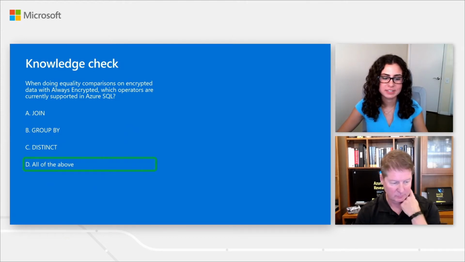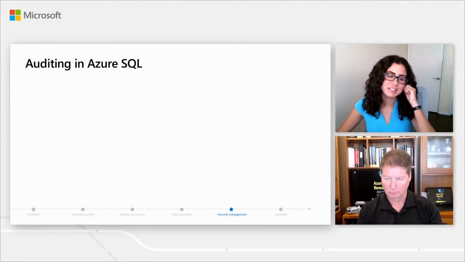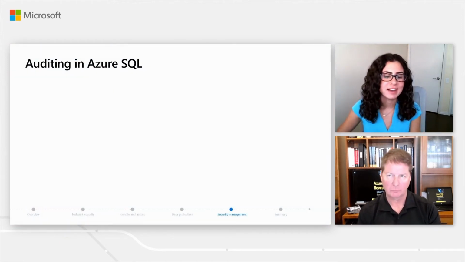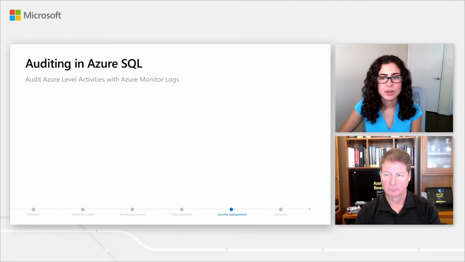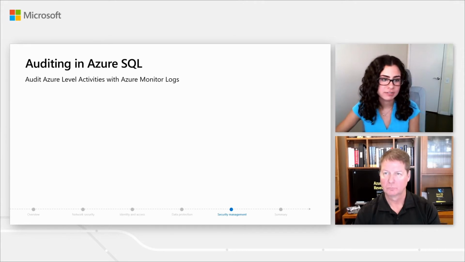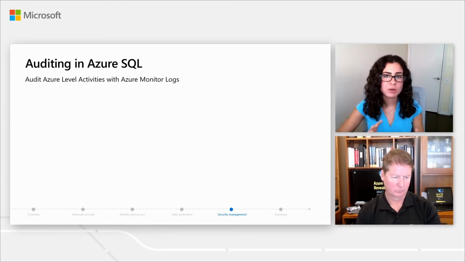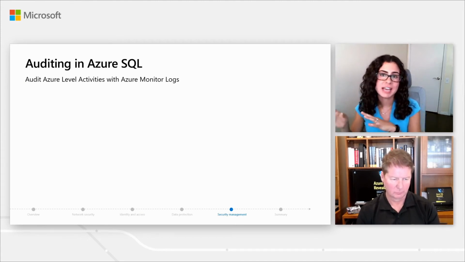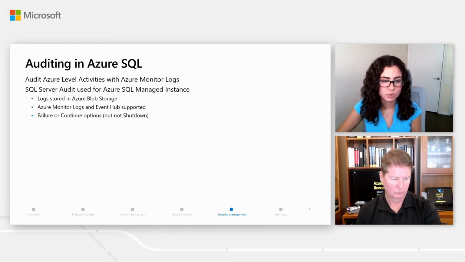So well done. Okay. So next we're going to talk about auditing, and this is cool because we also get to make an announcement for something that's new in auditing. So that will be fun. Now, when we talk about auditing, there are kind of two levels. There's the Azure level, which you can audit using the Azure Monitor logs. And then we're going to talk about SQL Server audit for Azure SQL Managed Instance and whatever is different for Azure SQL Database. So let's start with Azure SQL Managed Instance.